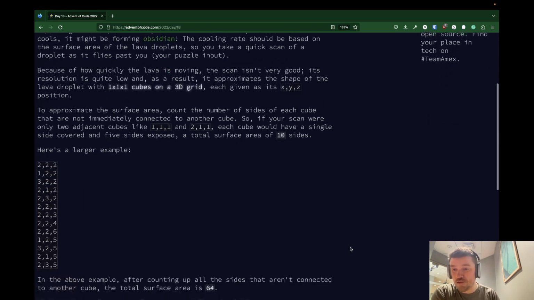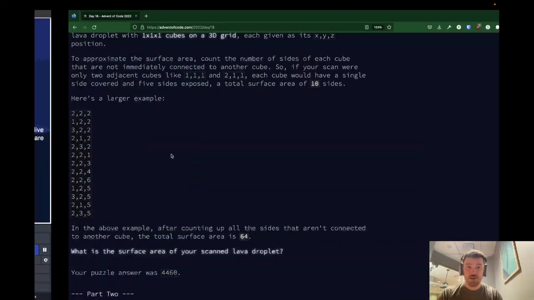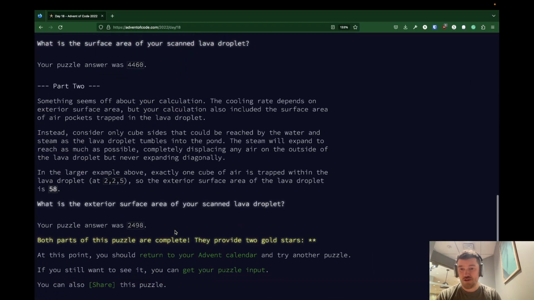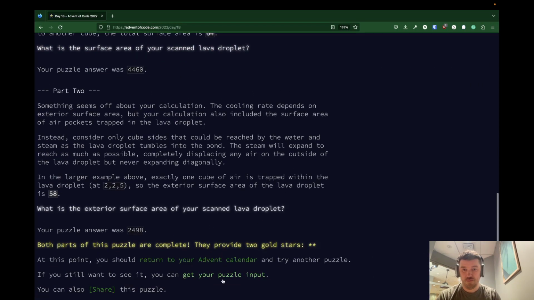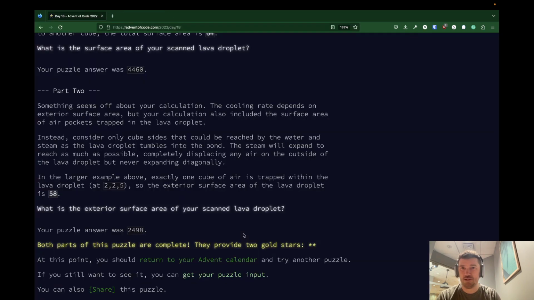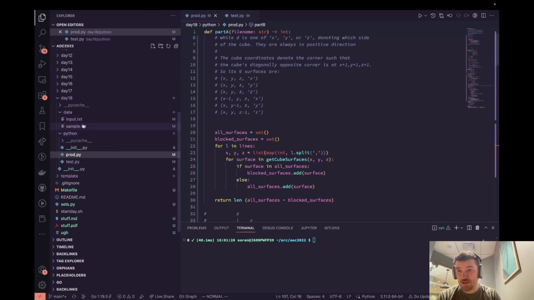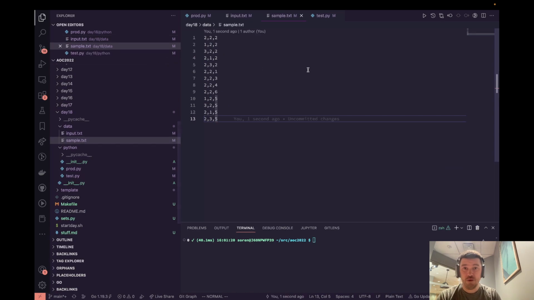And here's a slightly larger example. In the above example, after counting up all the sides that aren't connected to another cube, the total surface area is 64. What is the surface area of your scanned lava droplet? All right, so our input is a lot bigger, right? So I think thousands probably. Yeah, let's take a look at how we can attack this one.